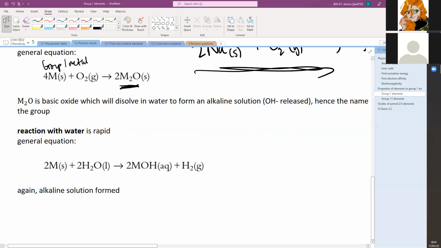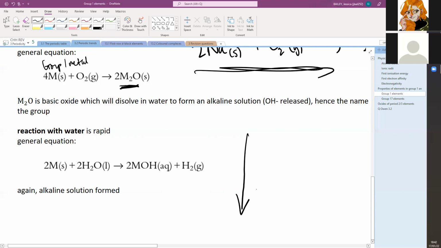And as you go down the group, your reactivity increases because your valence electrons are further and further away from your nucleus. And so the atom wants to get rid of them more than it would if it was something like lithium, because it's further away. They just don't want to have to deal with that outside electron. And so it becomes a more vigorous reaction.